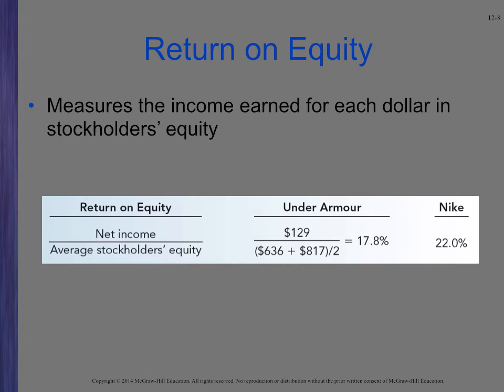Again, this illustration compares the return on equity between two companies. Under Armour has a return on equity of 17.8%. So what this means is that its net income is 17.8 cents for every dollar invested in equity. Nike has an even higher return on equity of 22%. It means that Nike is a more profitable company than Under Armour when you use the return on equity in measurement.